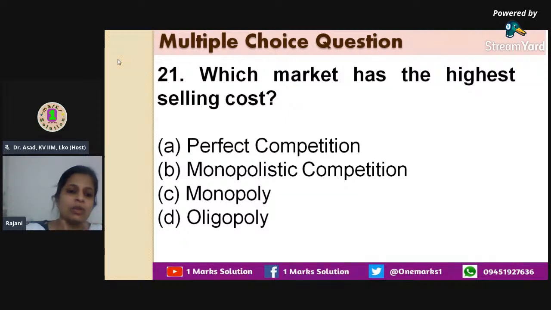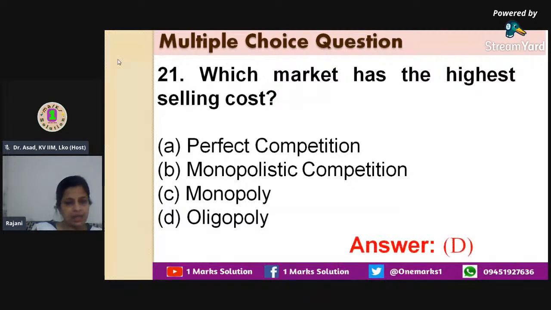Oligopoly. Its selling cost is very much relevant because there is interdependence. If any one firm is doing something, the other firm is also doing something else. Non-price competition, especially in non-collusive oligopoly, and to attract the consumers, selling cost is very much relevant in oligopoly. Let's see the answer. Yeah, oligopoly is the correct answer. Which market has the highest selling cost?